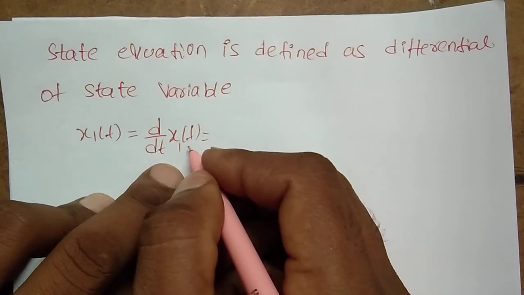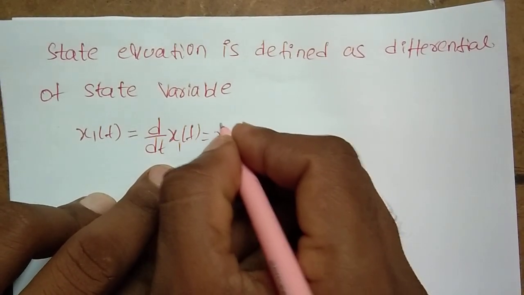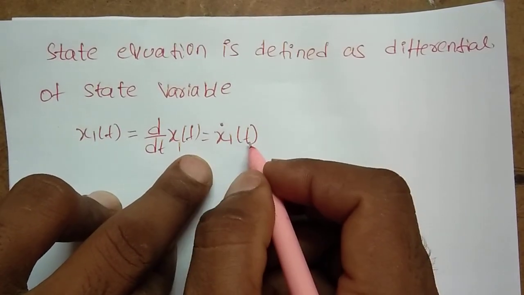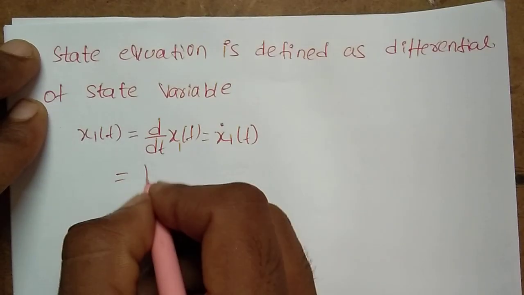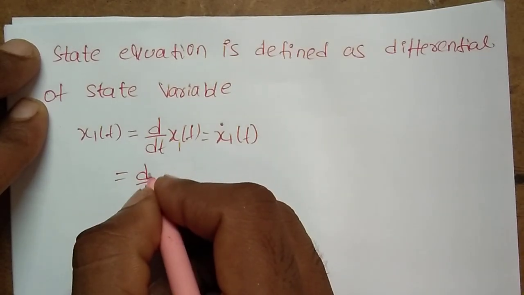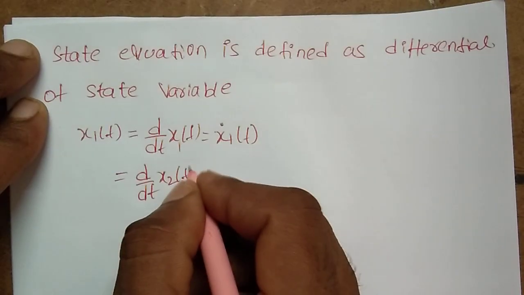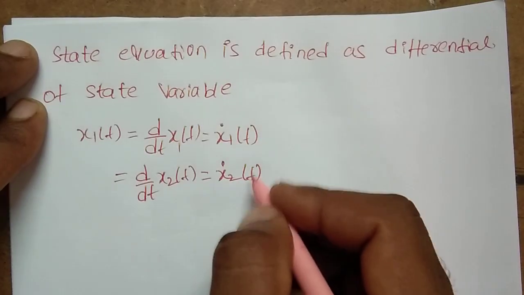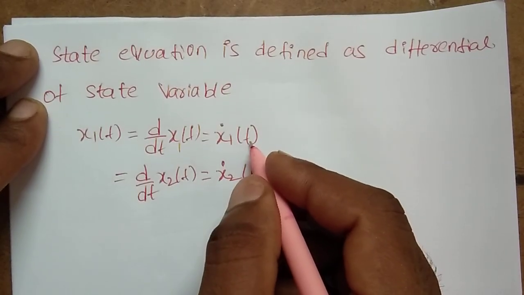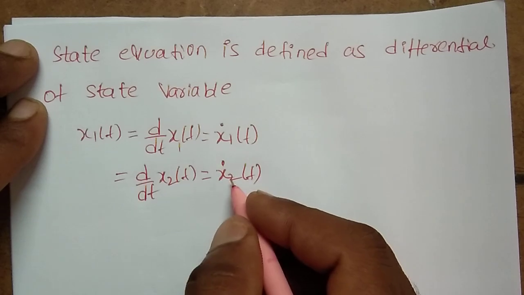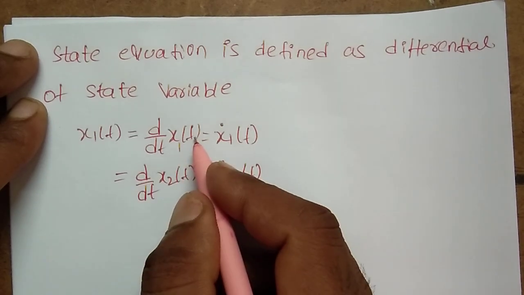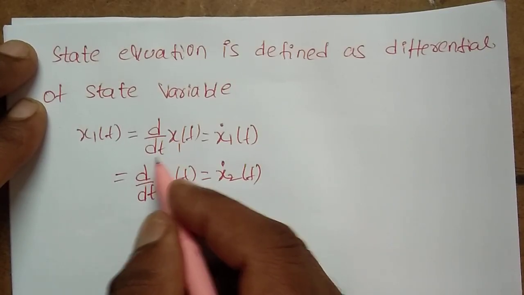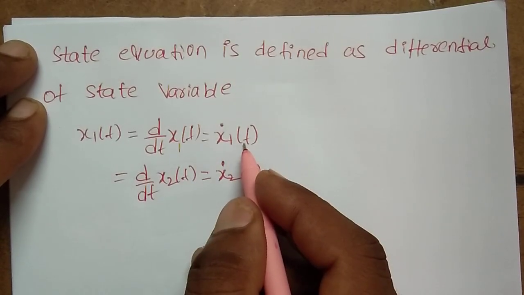d by dt of x1 of t is equal to x dot 1 of t. The second one is the differentiation of the second variable, d by dt of x2 of t is equal to x dot 2 of t. These are the state equations. X dot 1 of t is the state equation, x dot 2 of t is the state equation, x1 of t is the state variable, x2 of t is the state variable. Differentiation of the state variable is called the state equation.